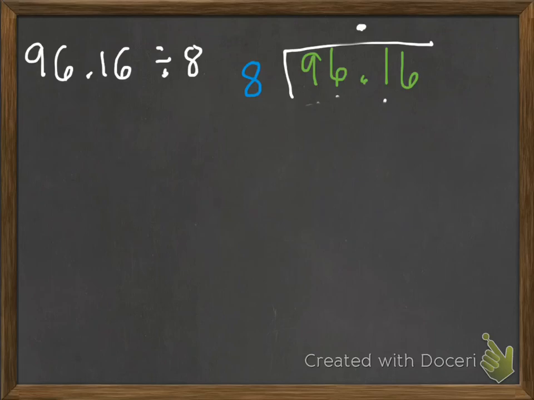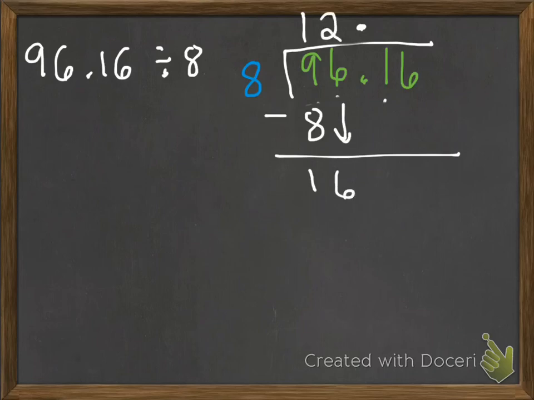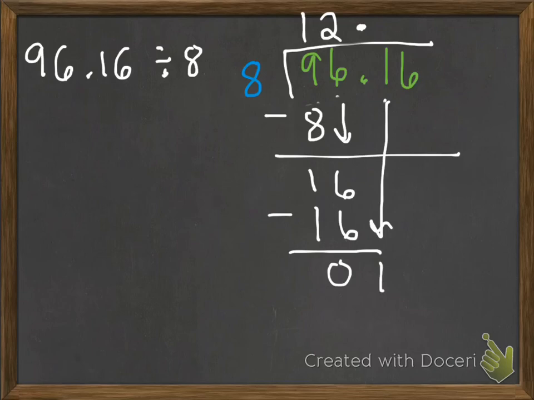So I have the decimal up here. 8 goes into 9 once. Okay, we multiply. Subtract. Bring down the 6. There we go. 8 goes into 16 twice. 8 times 2 is 16. Subtract. We get 0. Bring down the 1. Okay, I think I had just put another 2 there for some reason.